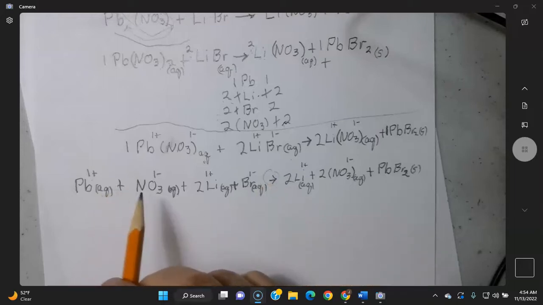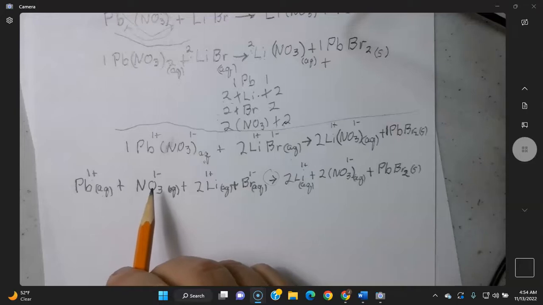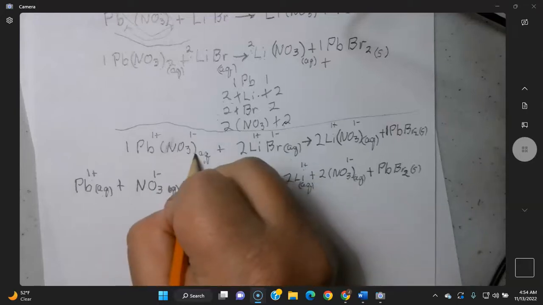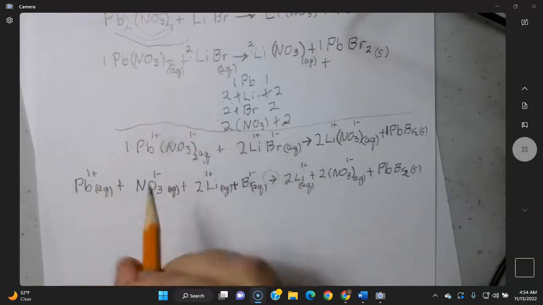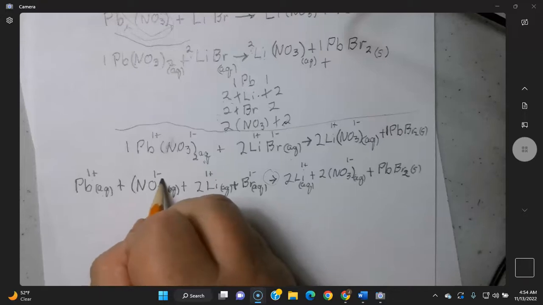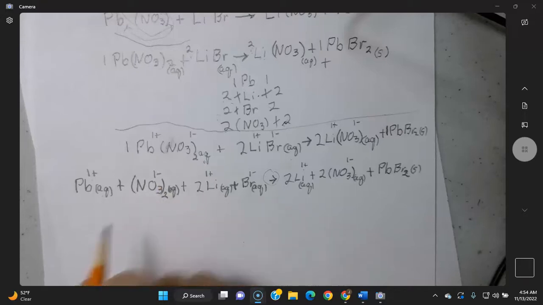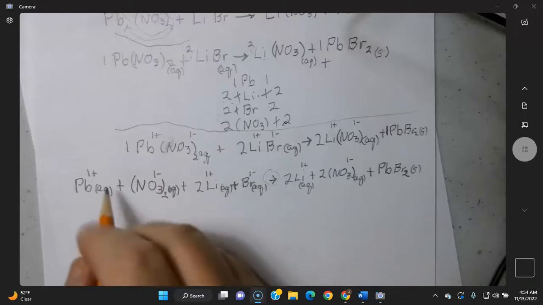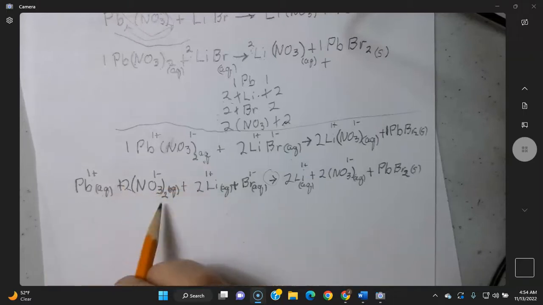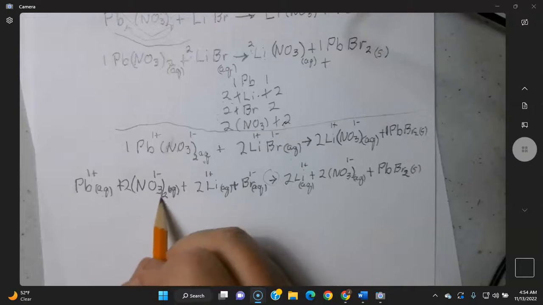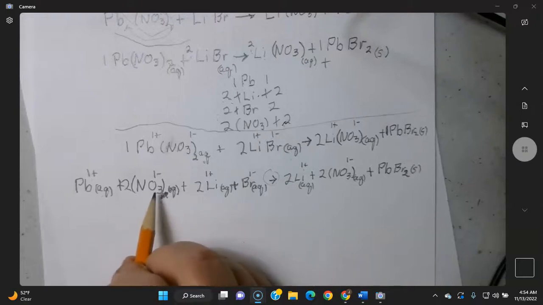So Pb, no, NO3, this should have been NO3 too. I messed that one up because it's NO3 2, NO3 2, NO3. I should have put it in parentheses, 2. Okay, and that means then once you break it out into ions, it becomes 2NO3. So this 2 goes away. Again, it's not breaking into an NO3 2 molecule.